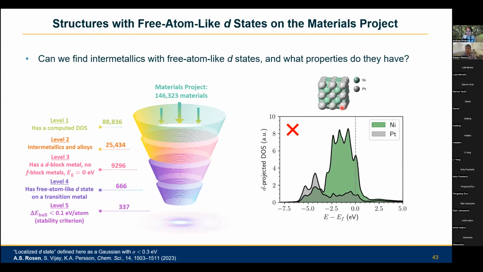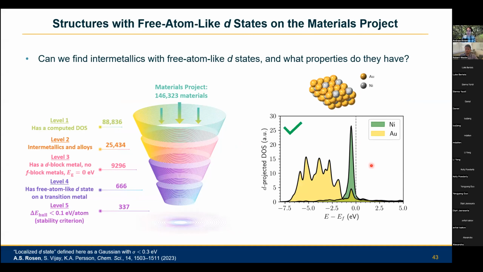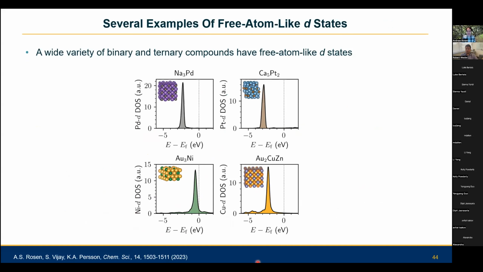And so if we take an example material like this nickel platinum compound, this would not pass our funnel because there's nothing exotic about these two atoms in the nickel platinum compound. But if we were to take a look at gold nickel, you can see the nickel shown in orange has that free atom-like character, if you will, that has this localized d state in energy space. And that would pass our funnel.